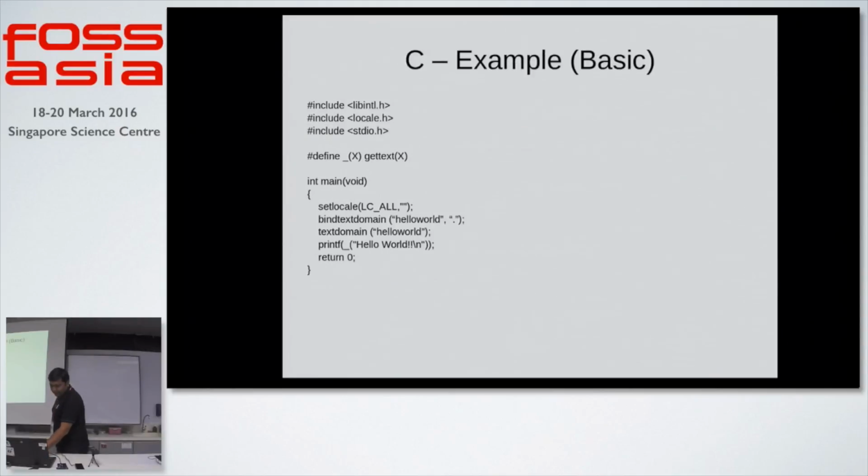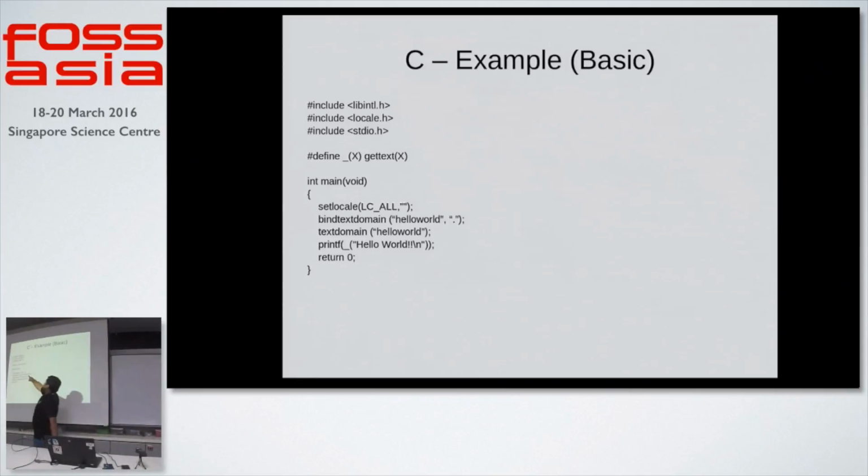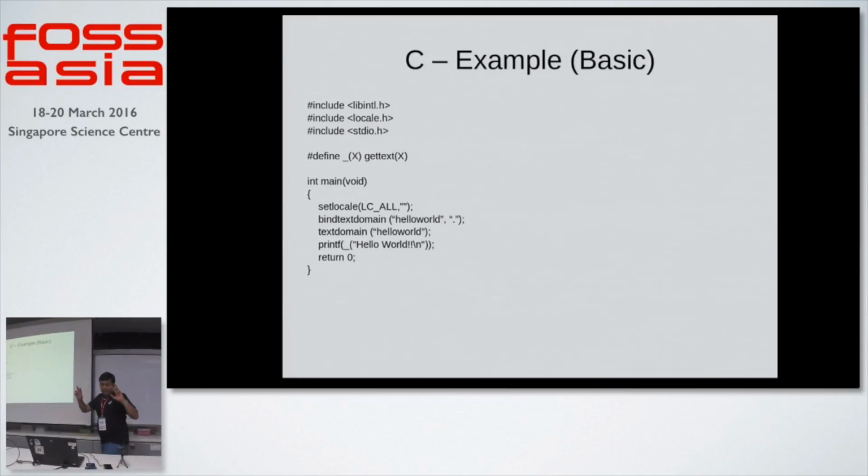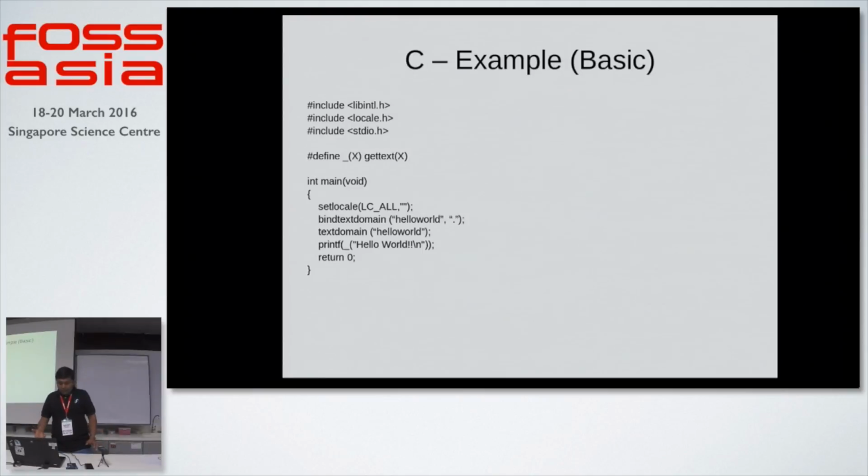So maybe I can better show you some example. If you are writing a C example, here is setlocale. With the LC_ALL and a null parameter, if you pass that, it means whatever the current locale is set on your system is going to be used. It may be a Japanese locale, it may be a Chinese locale.